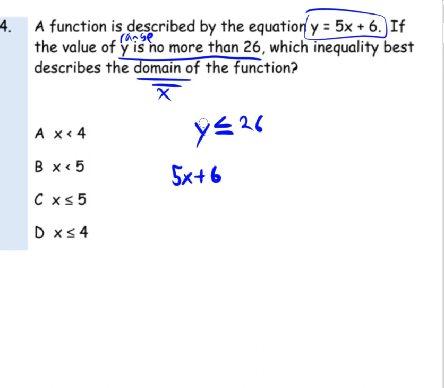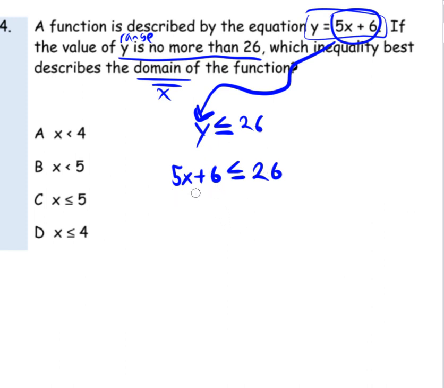I'm just going to plug in 5x plus 6 for y. In other words, I took this here and I'm putting it in for here, right? That's 5x plus 6 going into y. So then I just bring down my less than or equal to sign and I bring down my 26. Well, now what I have is an inequality that I can solve to figure out what my domain is. It'll tell me all my possible x values now.